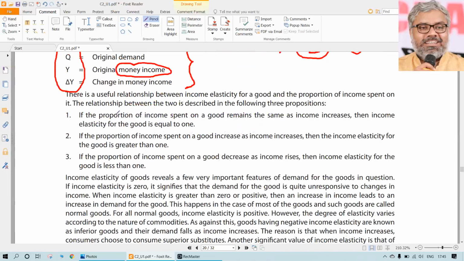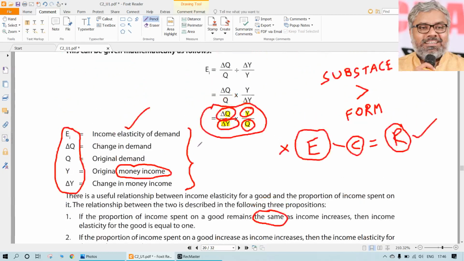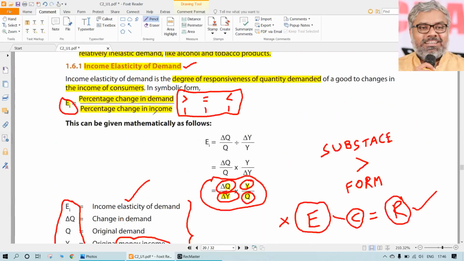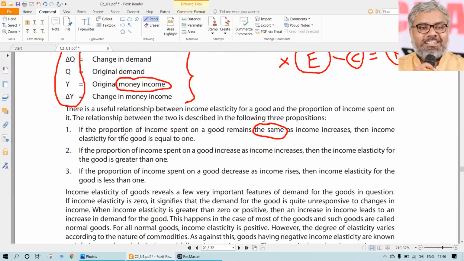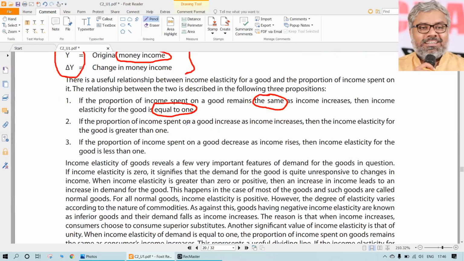If the proportion of income spent on the goods remains the same as the income increases, so the income increases, but how much percentage of income increases, how much percentage of spending or demand has increased, if both are the same, then the income elasticity of that good is equal to 1. Then we can say that is unitary income elasticity. What if the proportion of the income spent on the goods increases as income increases? Then that means the income elasticity of that particular commodity is greater than 1.